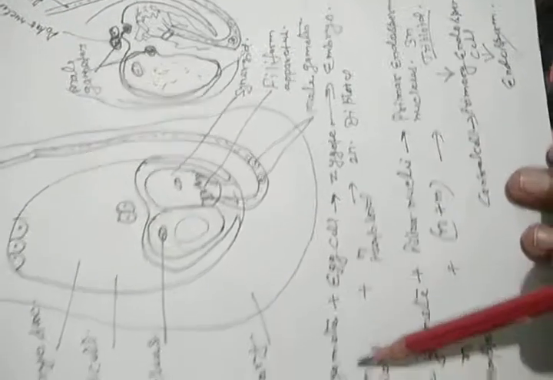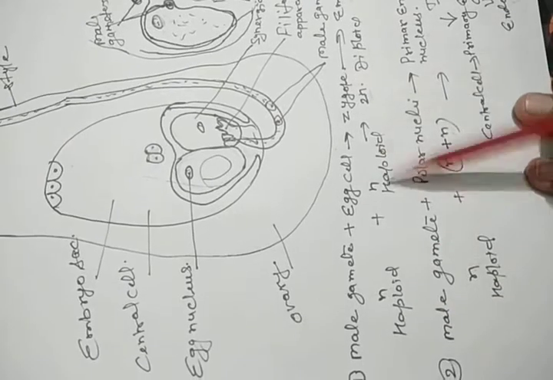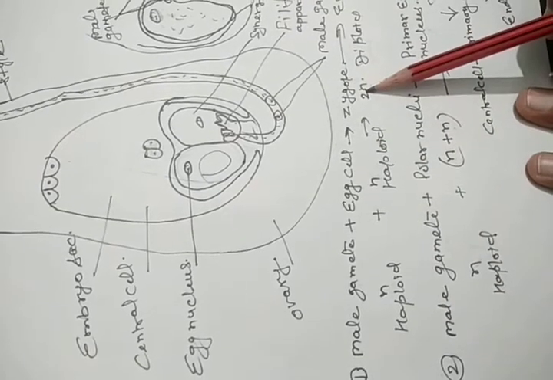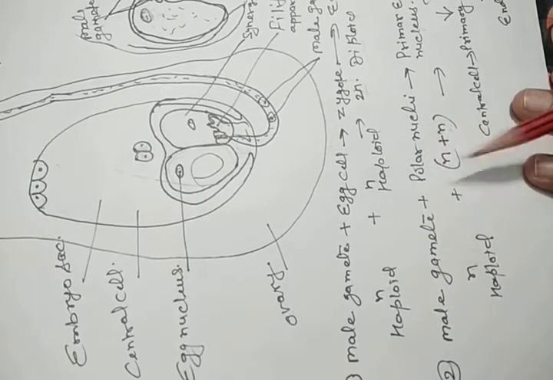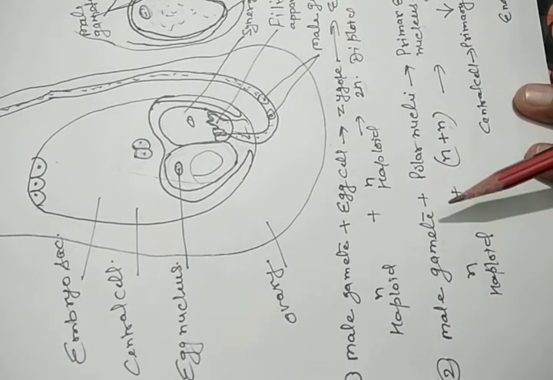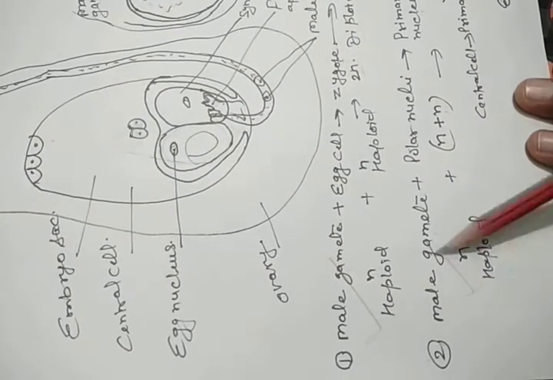While here you can say that one male gamete fuses with the egg cell, meaning haploid plus haploid, it forms the diploid zygote. So this is called syngamy or fertilization. So at the same time two processes are going on. One is syngamy, another one is the triple fusion.